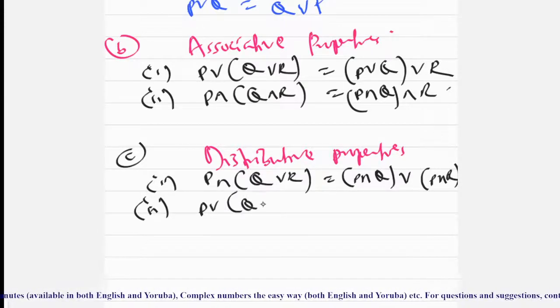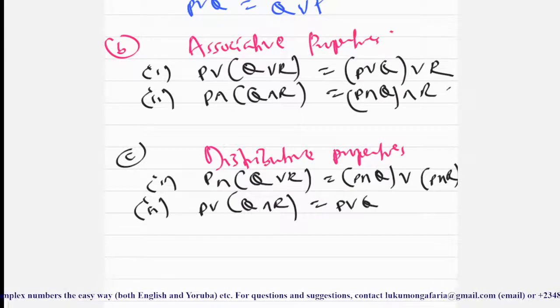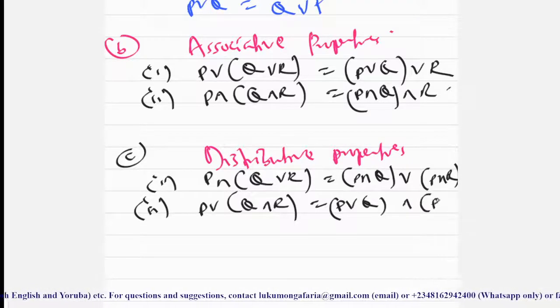Likewise, your disjunction is distributive over conjunction. That is, P or (Q and R) is the same as (P or Q) and (P or R). So you can show this.